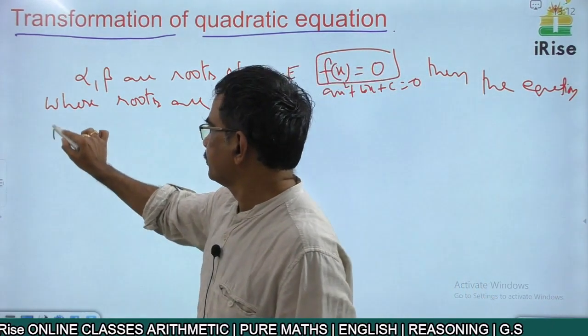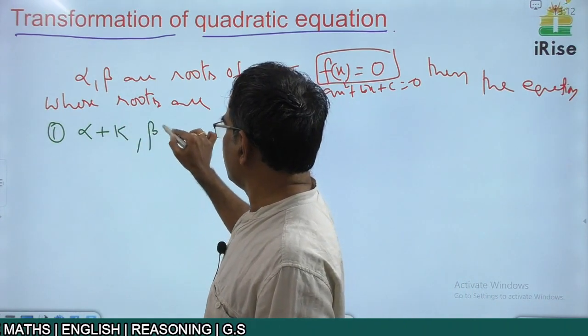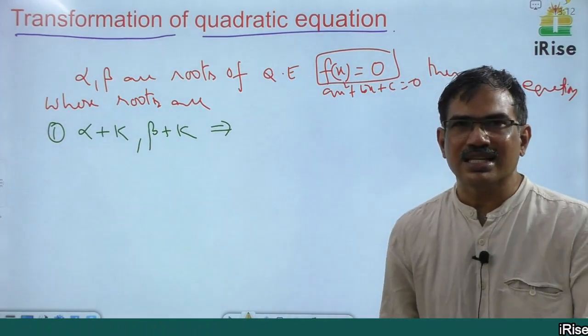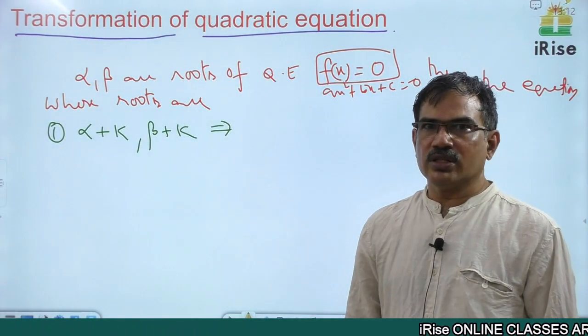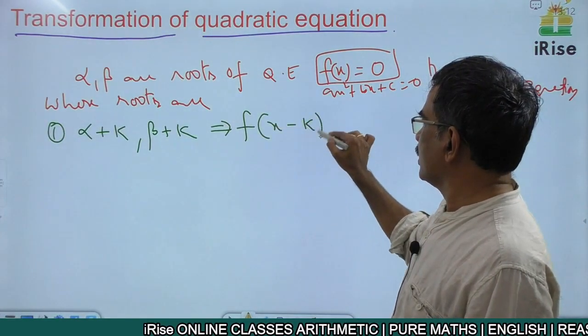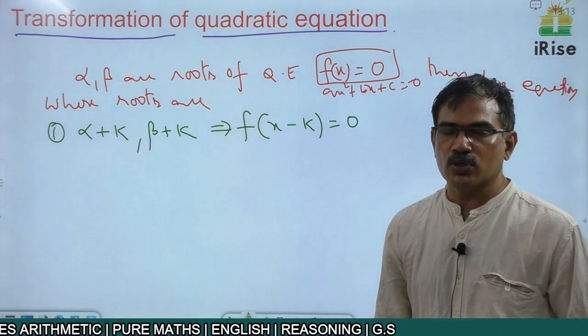Number 1: alpha plus k comma beta plus k, that means each root is increased by k. What is the new equation? The formula is f of x minus k is equal to 0. This is the new equation, the transformed equation.